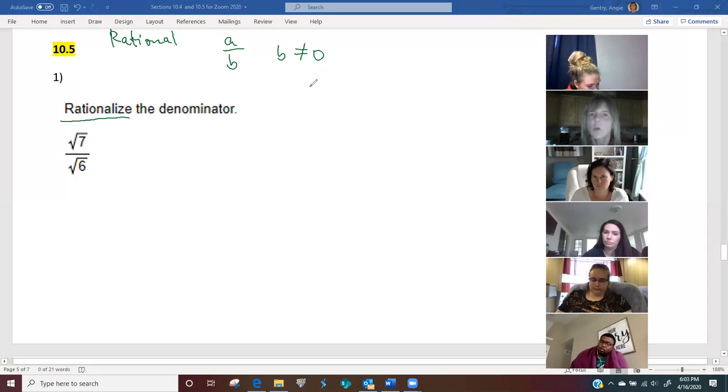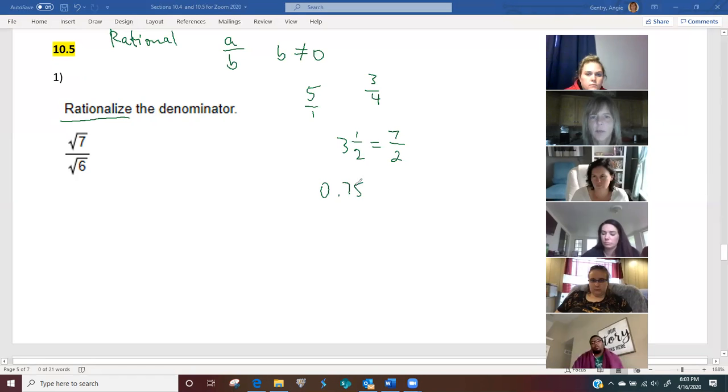So, 5 is a rational number, isn't it? Because I can write that as 5 over 1. 3/4 is a rational number. Anything that can be like a fraction. 3.5 is a rational number because I could write it as 7/2. 0.75 is a rational number because I could write it as 3/4. Are we clear? That's the whole idea of a rational number.